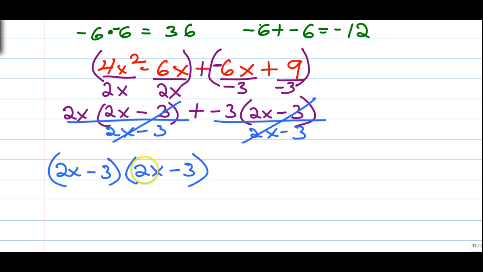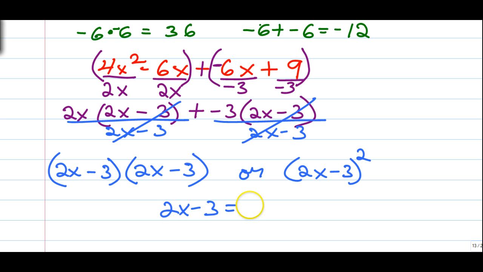You notice both of my binomials came out the same. Another way to write this is 2x minus 3 raised to the second power. Because they're identical, I only need to solve one time. So I'm going to take my 2x minus 3 and equal it to 0.